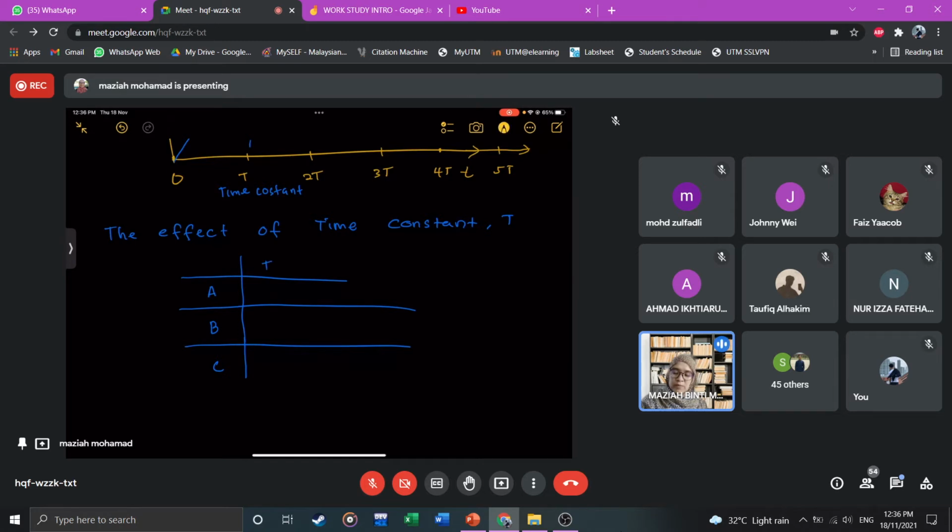The transfer function here is, let's say, 1 over S plus 1, 1 over 2S plus 1, and then 1 over 0.5S plus 1.